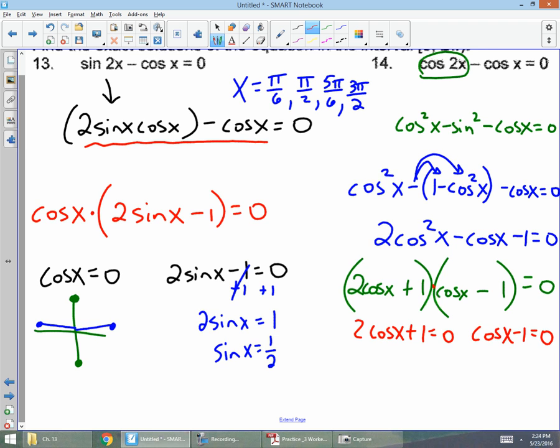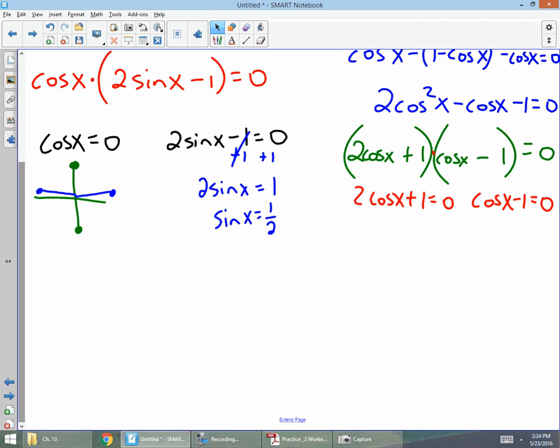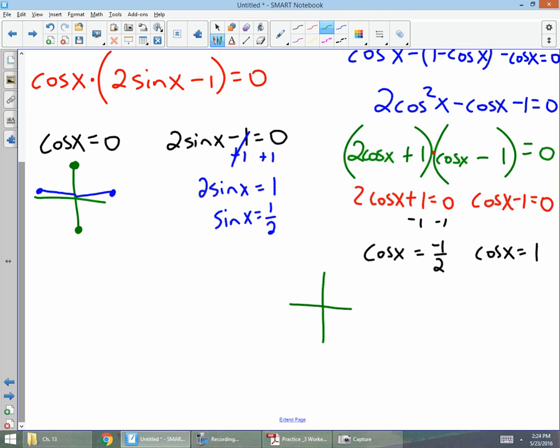So let's solve each portion. Subtract 1 and divide by 2, and I get the cosine of x equals negative 1/2. And the cosine of x equals 1. So let's draw a little circle for ourselves here. Where is the cosine negative 1/2? And where is the cosine 1?